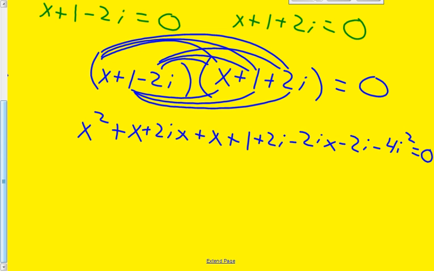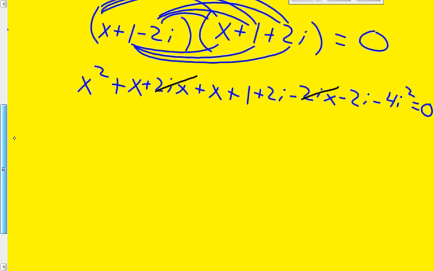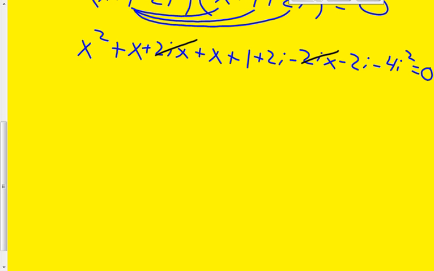Now we have a bunch of mess up here. Let's clean up our garbage. 2ix and a negative 2ix make 0ix. They disappear. That's the great thing with multiplying conjugates together, is that the i's disappear. So now, this i squared right here. What does i squared equal? Hopefully you remember it's the same thing as a negative 1. So now we have a negative 4 times a negative 1, which is a positive 4.